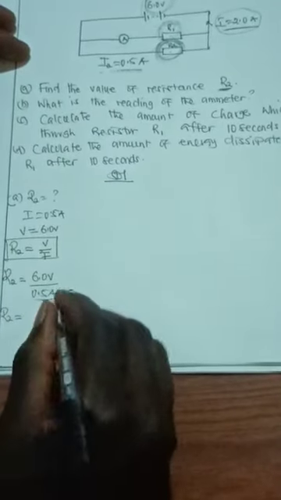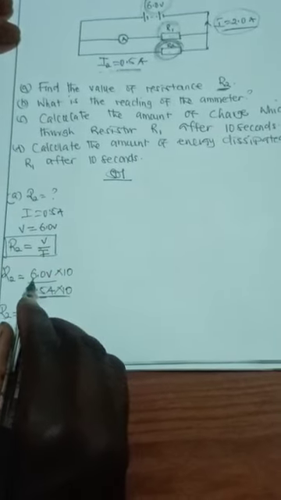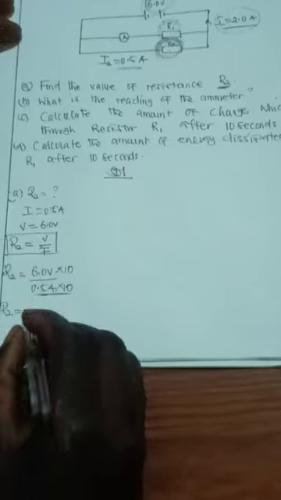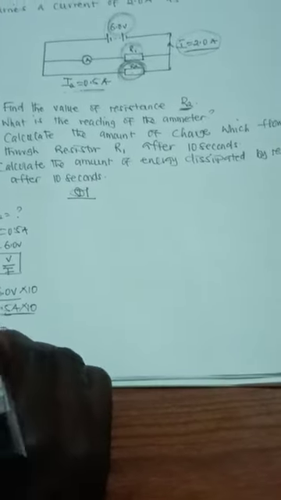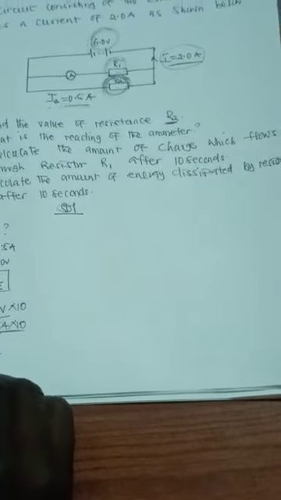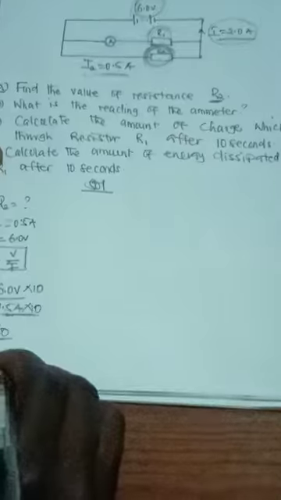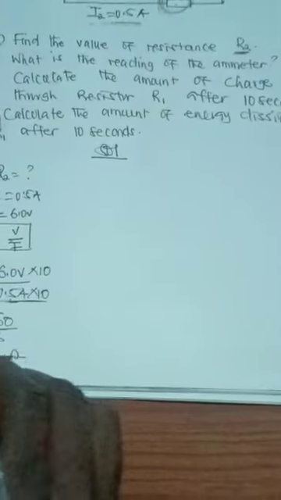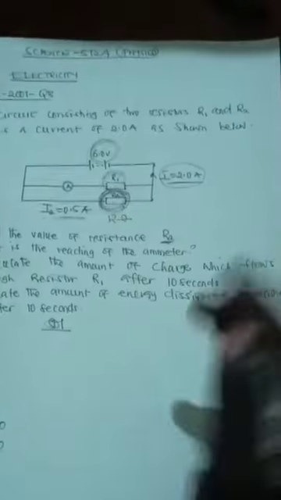Whatever we have done here, we should also do on top there, so we multiply 6.0 by 10 and we get 60, and 0.5 times 10 we get 5. Now when you divide 60 by 5, we get 12 ohms, and that is the answer. So the amount of resistance provided by R2 is 12 ohms.